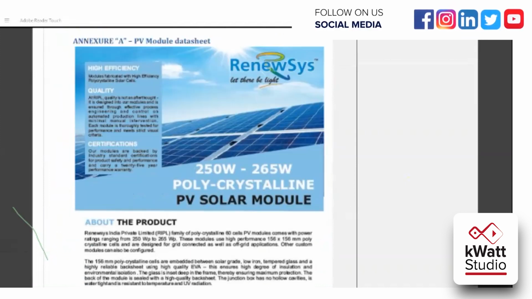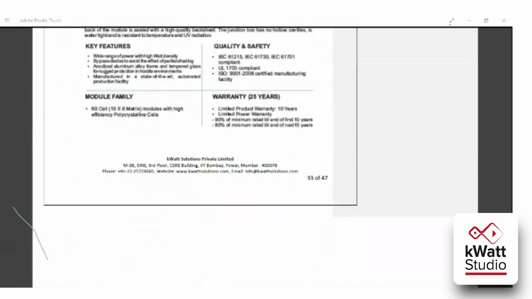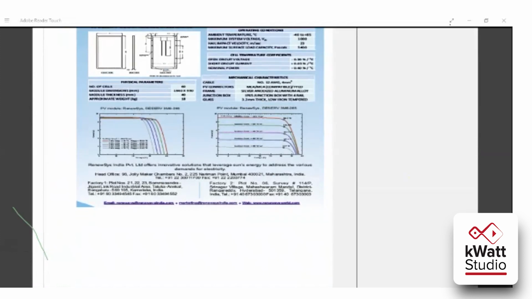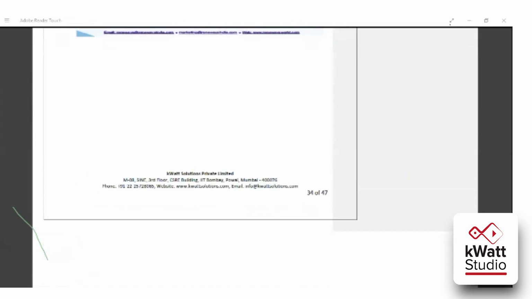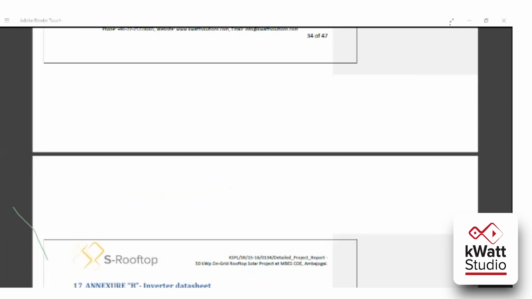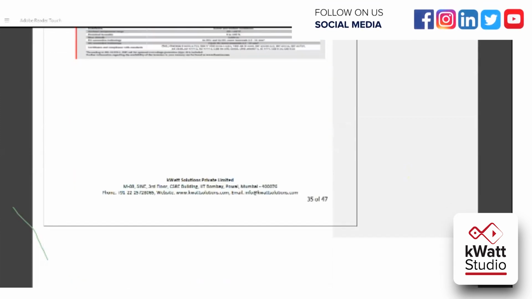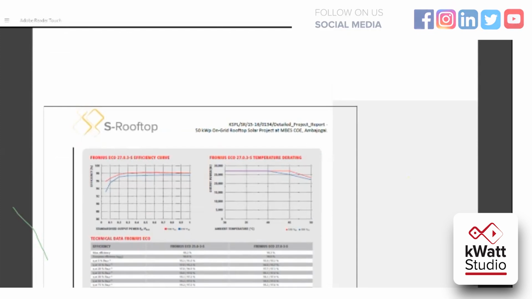Again here, the data sheet of all the modules are given. In the module data sheet, dimension details, hole mounting details, annual losses, the degradation in 25 years, IV characteristics, everything will be mentioned in the solar PV module data sheet. Again, the inverter data sheet is mentioned over here.